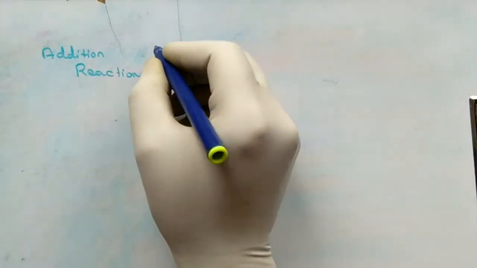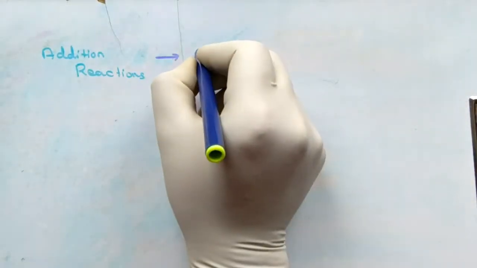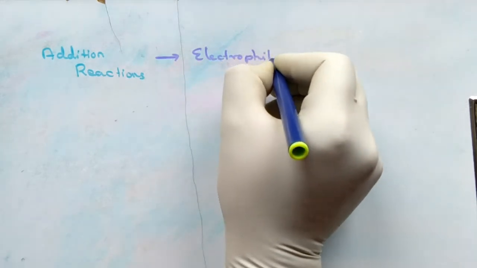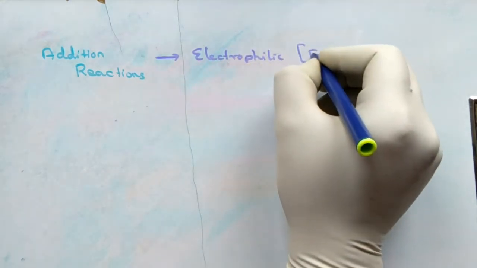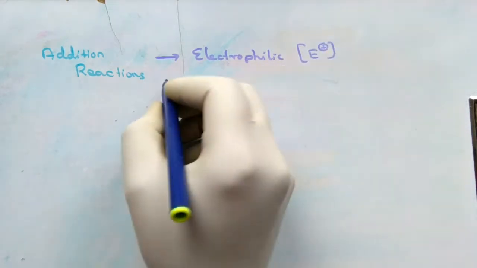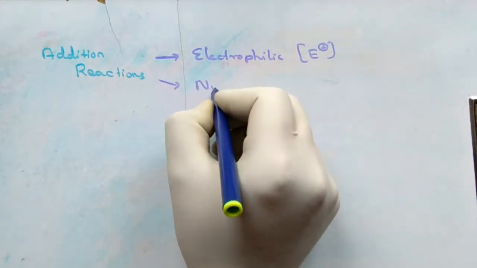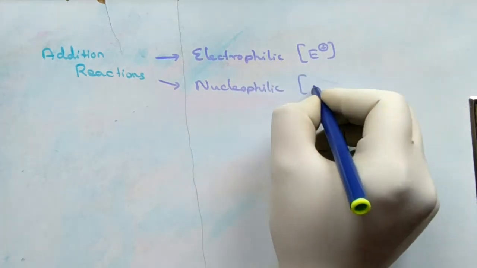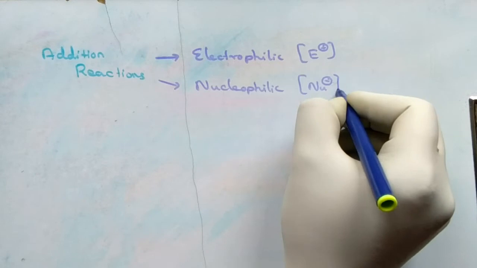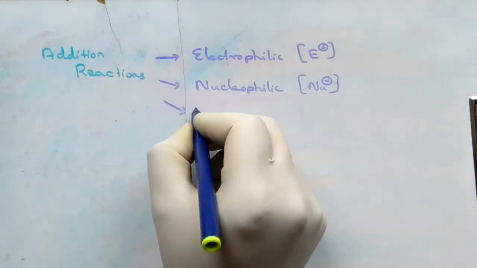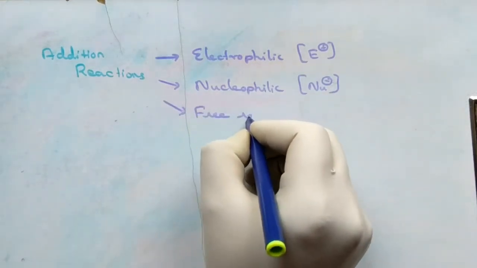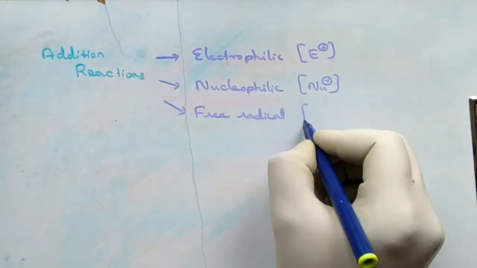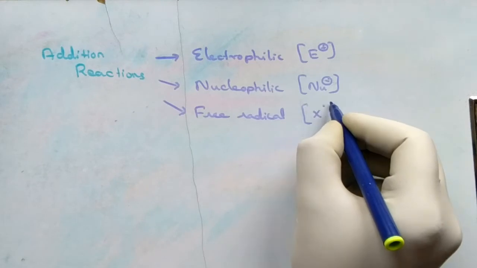Next, there are three types of addition reactions. They are electrophilic addition, next nucleophilic addition, and free radical addition. Free radicals are nothing but they have an unpaired electron.